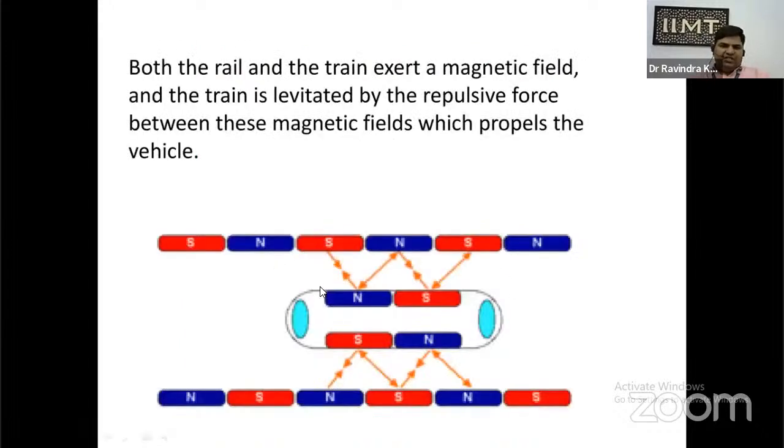Now we can see this diagram and understand that the rail and train exert a magnetic field on each other. You can see north and south, and you can find this train is levitated by the repulsive force between these magnetic fields, which propels the vehicle.